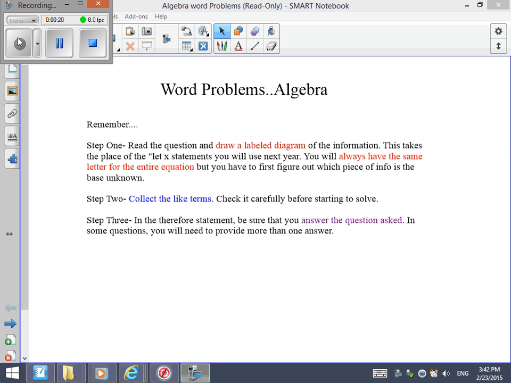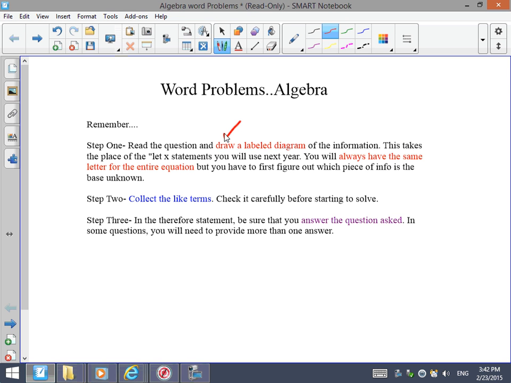So the first step whenever we're doing a word problem is that you have to do a diagram. You have to draw a diagram. You have to label the diagram. That diagram is going to be the basis for the equation that you have to make up. So it has to be a labeled diagram. That's the first part. You have to put that this is x or this is x plus 2 under it.